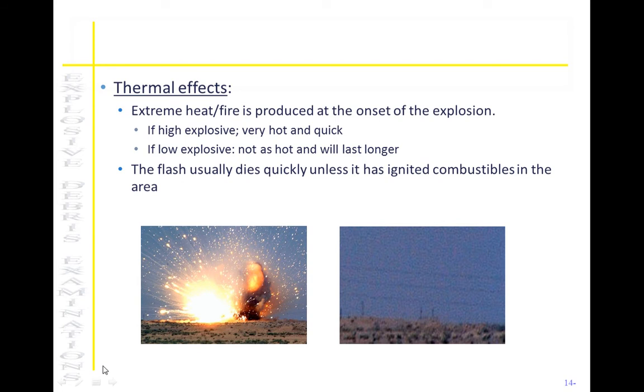There are also going to be thermal effects. This is the extreme heat or fire that's produced at the onset of the explosion. Depending on if a high explosive or low explosive is used, with a high explosive, that heat and fire is going to be very hot and very quick. However, with a low explosive, it's not going to be quite as hot, or it won't last quite as long. Usually this initial onset of the flash is going to die very quickly unless there is the occasion where it has ignited other combustibles in the area.